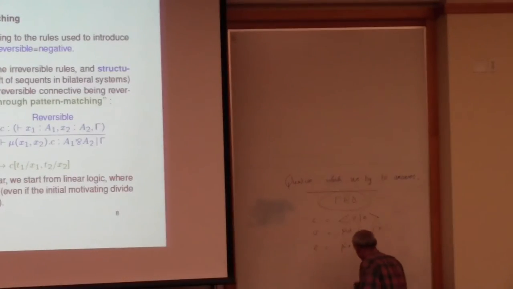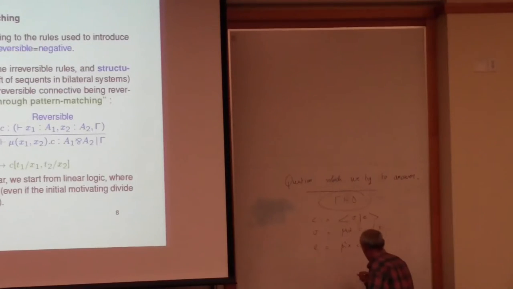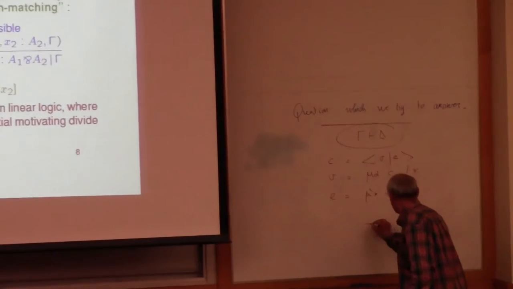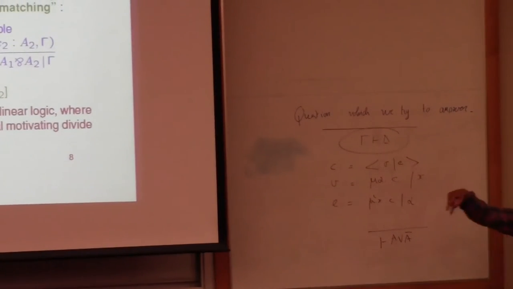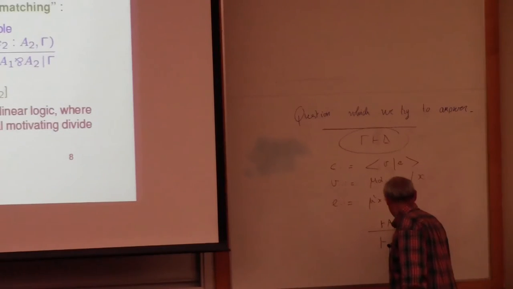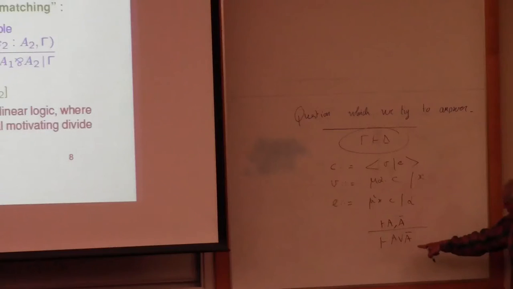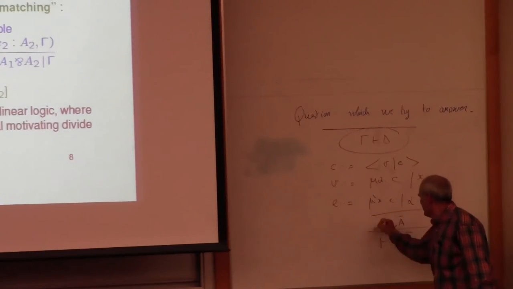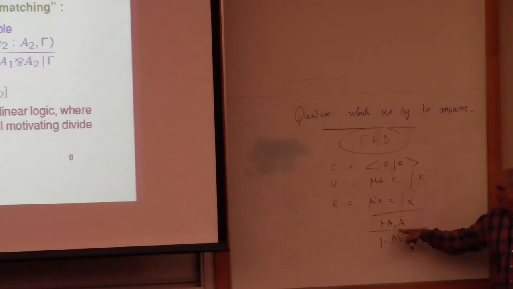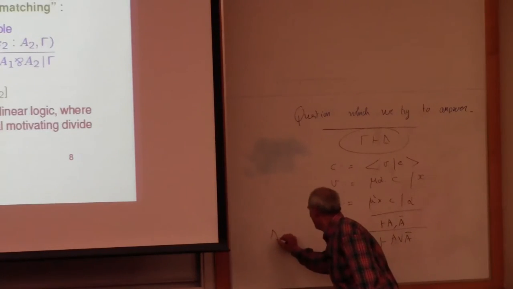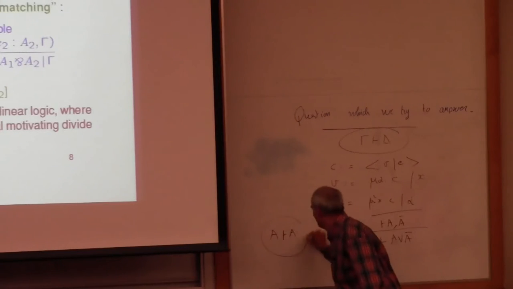excluded middle. Namely, if you want to prove A or not A, well, apply the rule for introducing the disjunction on the left, apply this rule, and then this is a version of the axiom. You will recognize A entails A. That's the axiom.